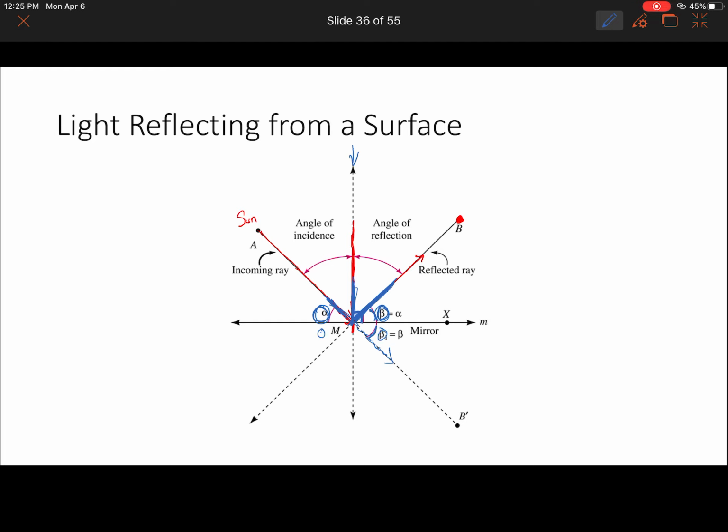And so this angle of reflection and angle of incidence, again, is very, very common. There are some other examples in your book. You could look in section 14.2, and you could see some of those.